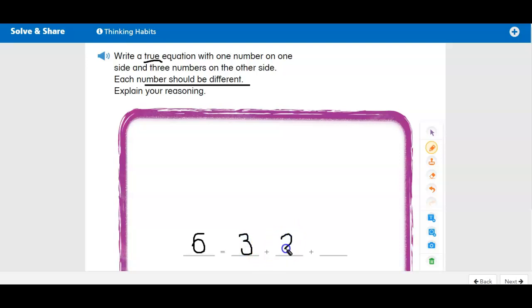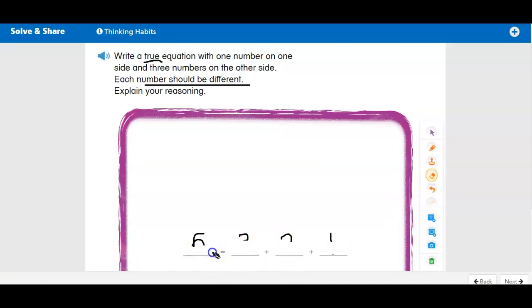plus 2 plus 1. Now I chose these three numbers because I know that 3 plus 2 equals 5 and 1 more is equal to 6. So this equation is true because this is saying 6 is equal to 3 plus 2 plus 1, which is the same as 6. So it is saying 6 equals 6. So that was my example.